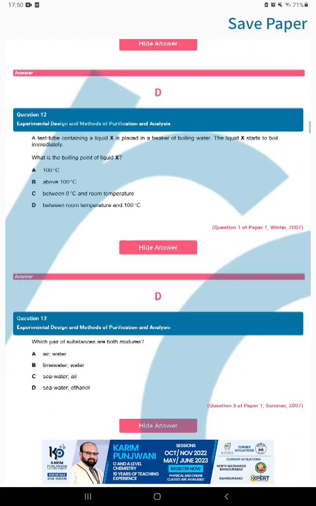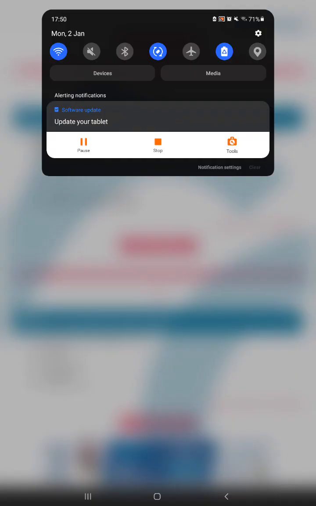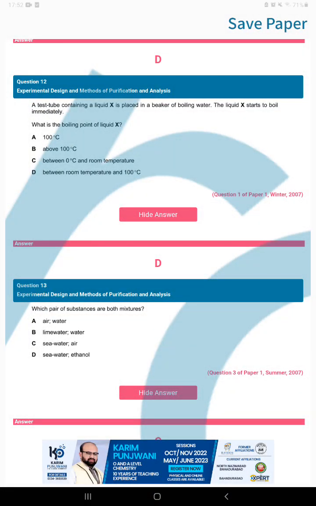Okay. Which pair of substances are both mixtures? Air and water, lime water and water, sea water and air, sea water and ethanol. What do you guys think?